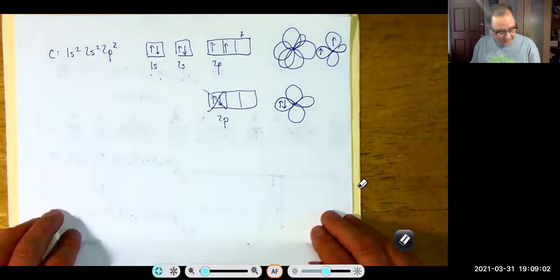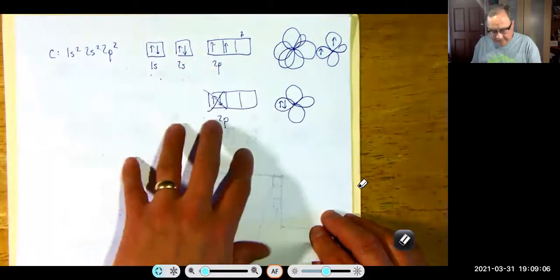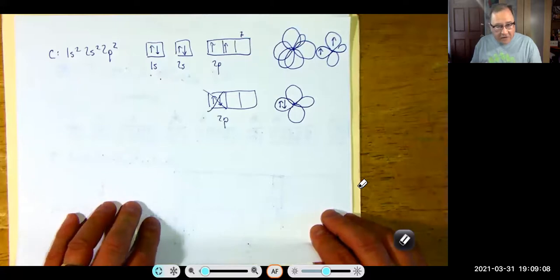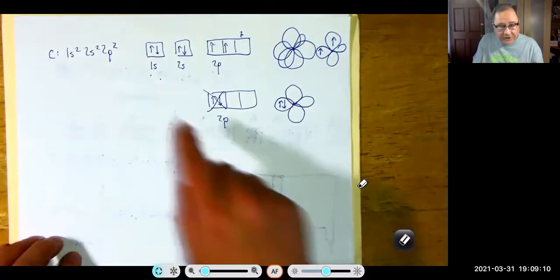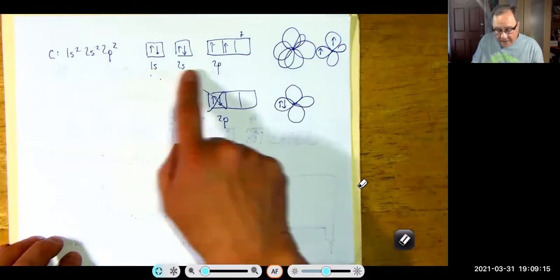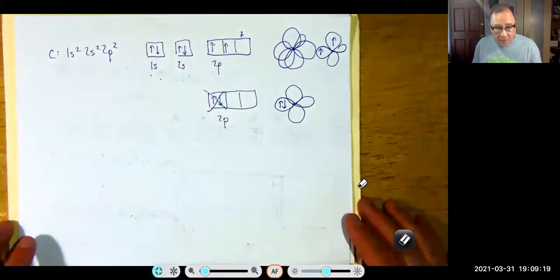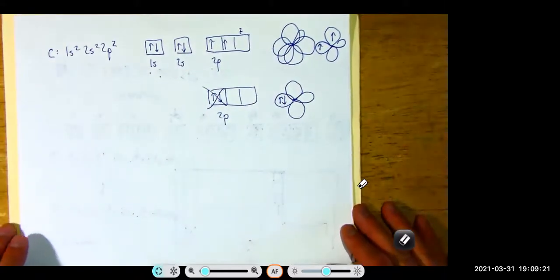So does that help you with the orbital box diagram? It does, yeah. Okay. So you follow Hund's rule, you put them in the more stable orbitals first. And when you have a subshell with multiple orbitals, you put one per orbital before you pair them.